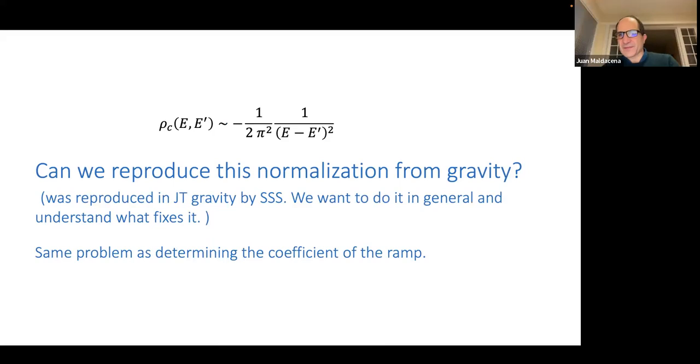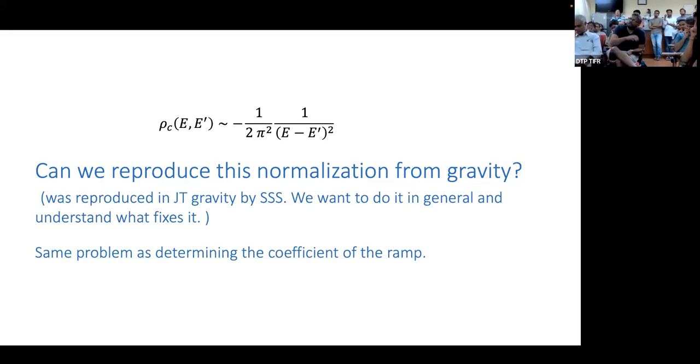Yes? How robust is this factor? How robust is the dependence on the randomness, the measure that one uses to do the random matrix integral?